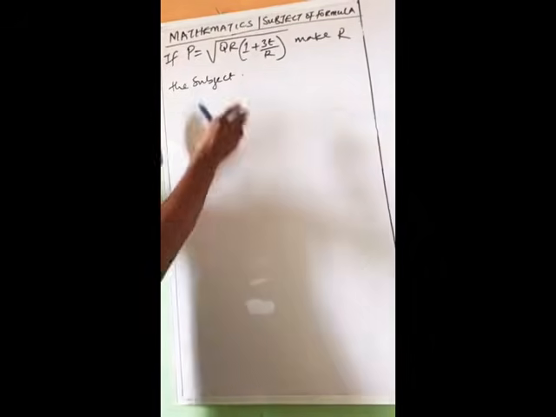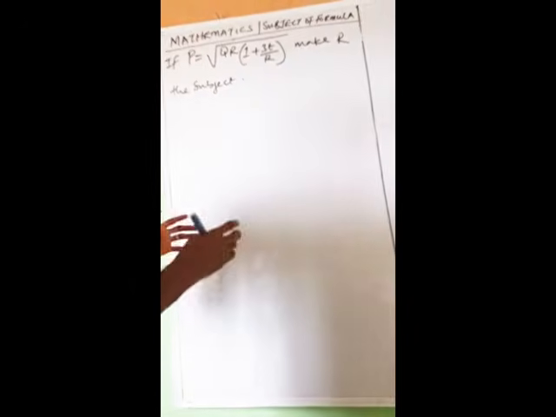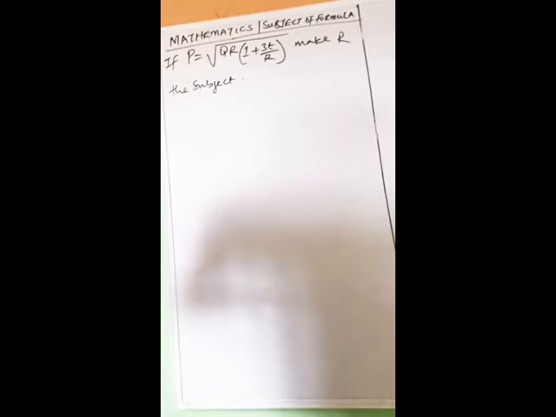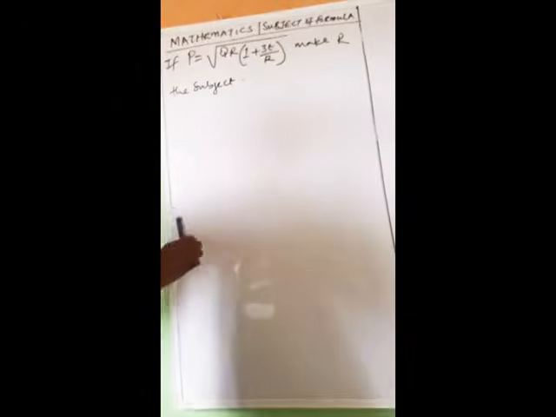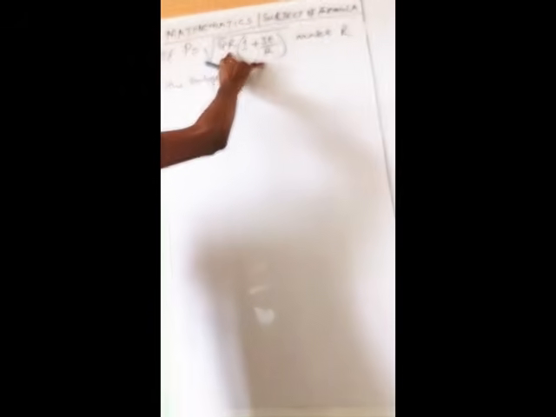Now let's discuss change of subject of formula. This is a question. If P equals square root of QR into brackets 1 plus 3t over R, make R the subject of formula. How do we answer this question? The first thing you want to do, because we're going to make sure that these two Rs, we bring them together and then we bring them out. So what are we going to do?